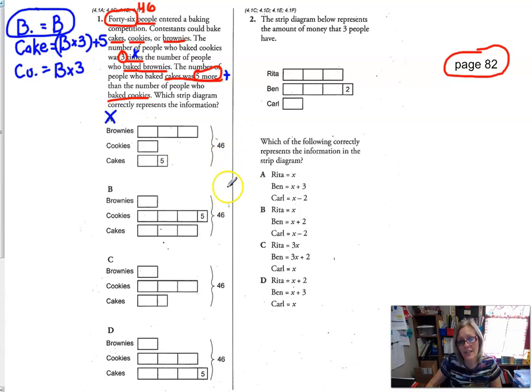Well, the very first thing I checked was that everything equals 46. So I had to check every single one of these. So if I look here, brownies are little. That's good. And then cookies need to have 3 times the size of brownies. But I have this plus 5 added on. On my cookies over here, I abbreviated that CO. I'm not supposed to have a plus 5. The cakes are supposed to have a plus 5. This was close, but not quite.